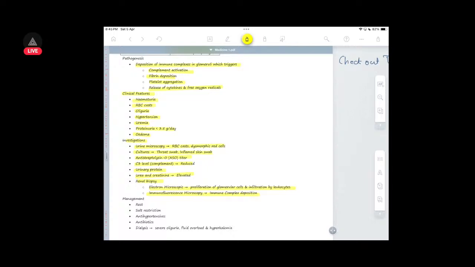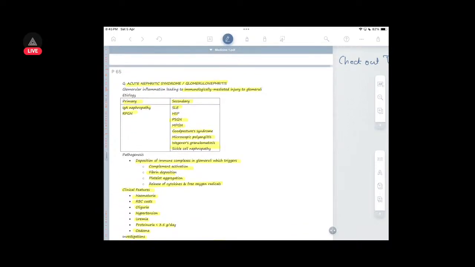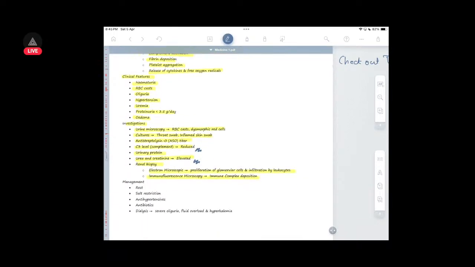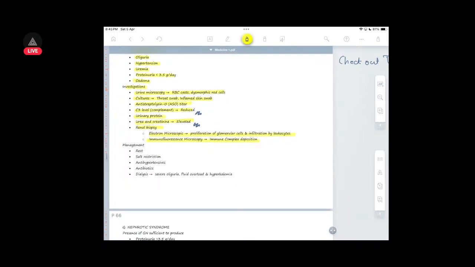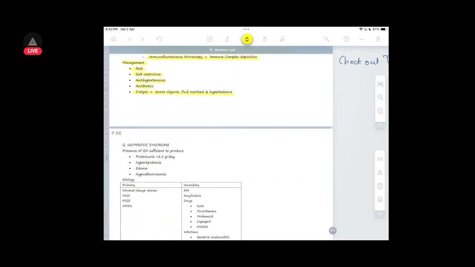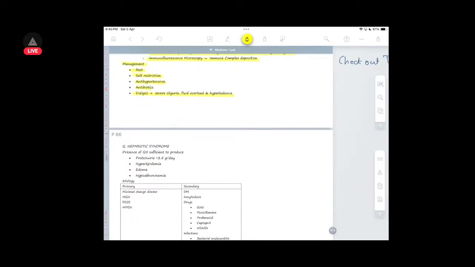All of these are autoimmune. So antistreptolysin O is raised, C3 level will be reduced, and urea and creatinine will be increased. Urine protein also will be present. You have to do these investigations; findings may or may not be present, depending on the cause. Throat swab, inflamed skin swab, RBC casts, and dysmorphic RBCs can all be checked. Management initially is salt restriction, antihypertensives, and antibiotics. If there is severe oliguria, fluid overload, and hyperkalemia, you can give dialysis and remove the potassium and fluid overload.